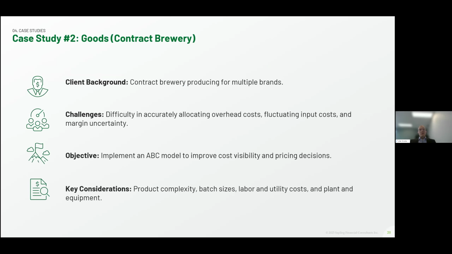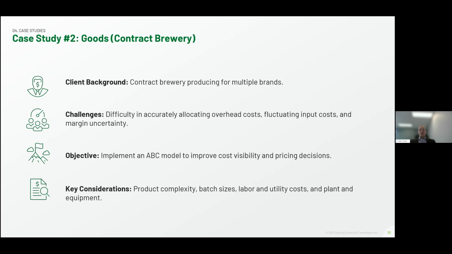The next case study focuses on a contract brewer producing for multiple brands, each with its own cost profile and margin expectations. The main challenge was the complexity of allocating overhead accurately in this case. With fluctuating input costs and varied production runs, the client faced ongoing margin uncertainty and limited visibility into what was truly driving profitability.